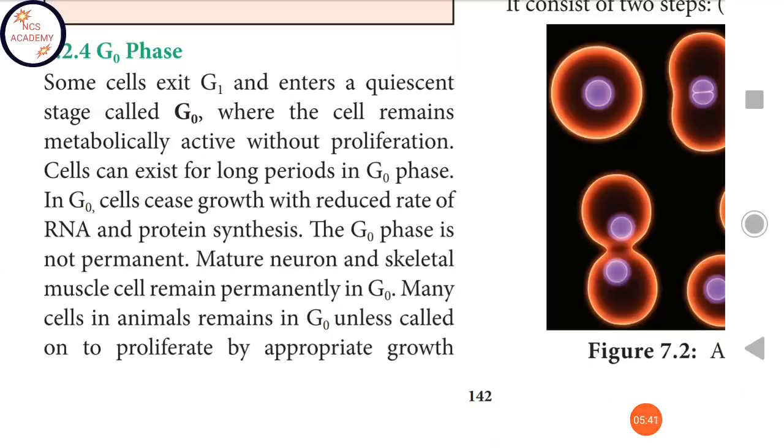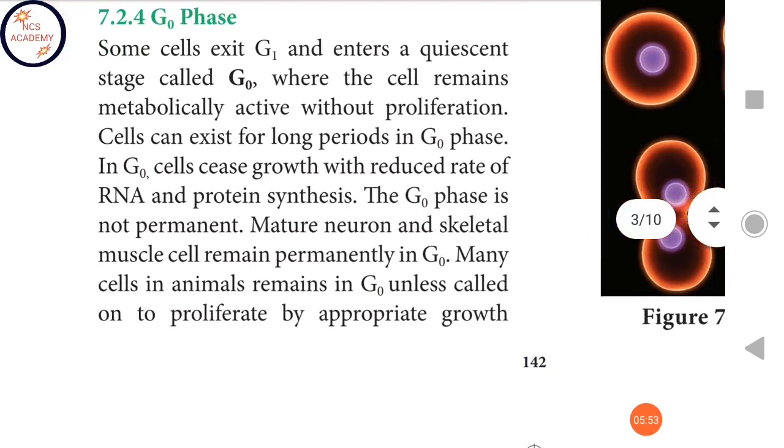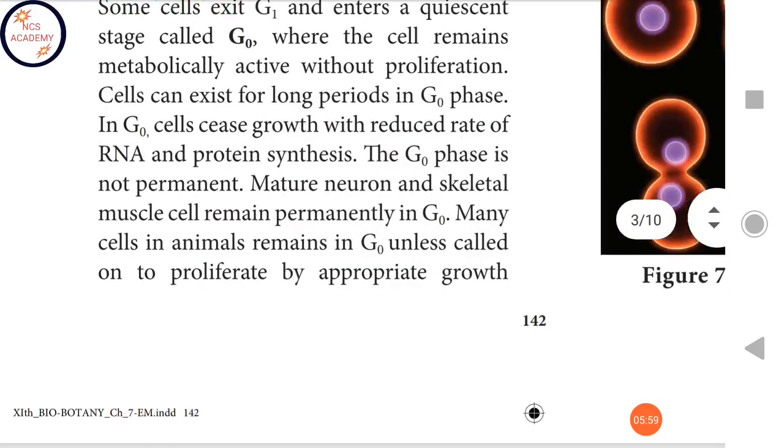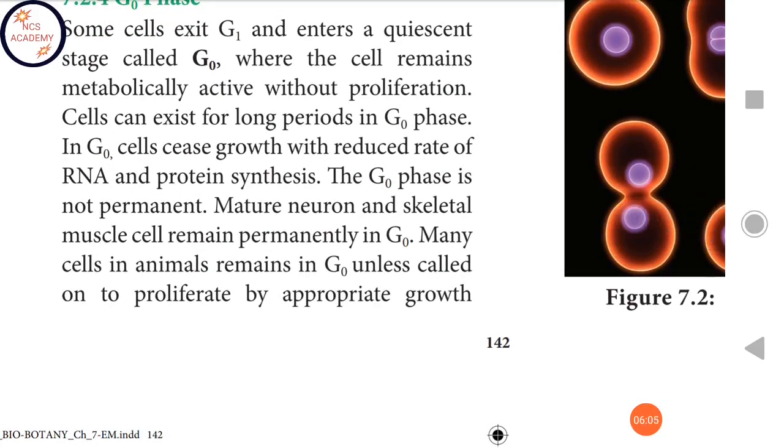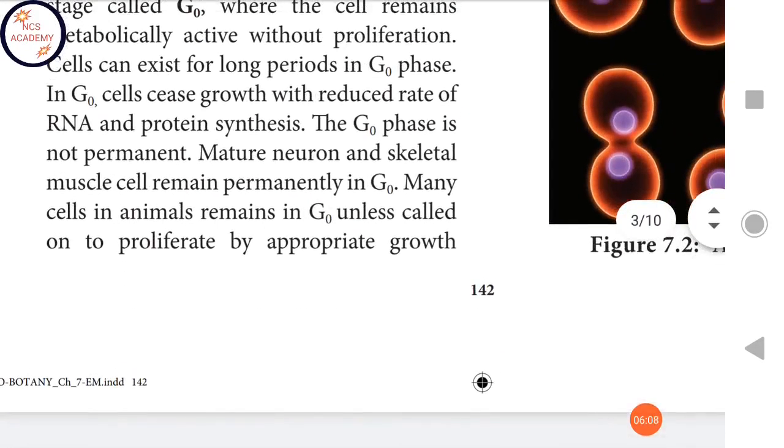Give an account of G0 phase. Some cells exit G1 and enter a quiescent stage called G0 phase, where the cell remains metabolically active without proliferation. Cells can exist for a long period in G0 phase. In G0 phase, cells cease growth with a reduced rate of RNA and protein synthesis. The G0 phase is not permanent. Mature neurons and skeletal muscle cells remain permanently in G0 phase.